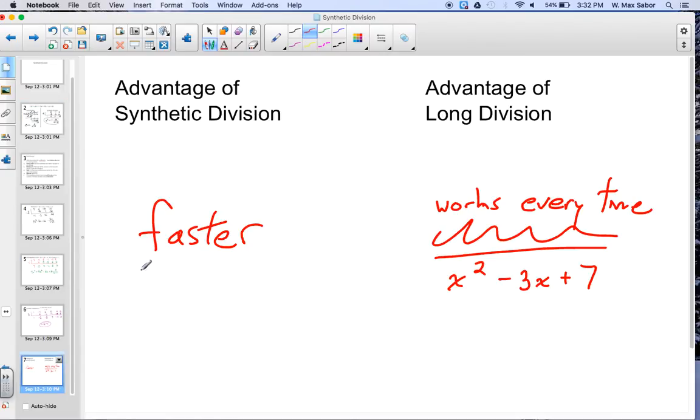So usually you're going to want to do synthetic division, but you do need to know long division in case you're dividing by something with more than 2 terms, and that's synthetic division.